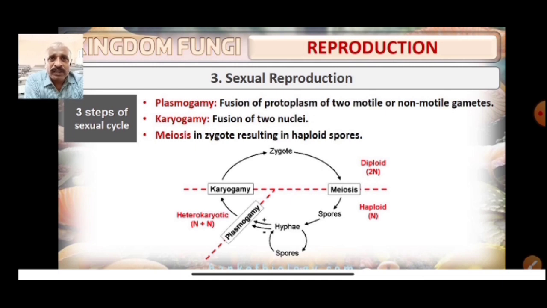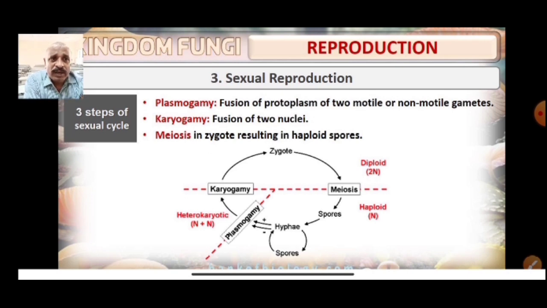As you know already, meiosis is also said to be reductional division. Hence, after the formation of the zygote, it undergoes meiotic cell division and forms the spores. These spores develop into a new fungal organism, and the same procedure continues. I hope it is clear how sexual reproduction takes place in fungi. It occurs in three steps: plasmogamy, karyogamy, and meiosis.